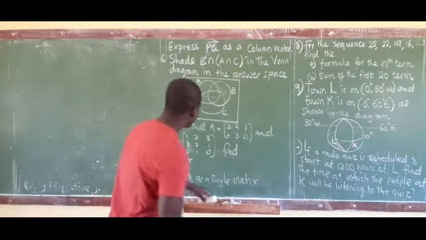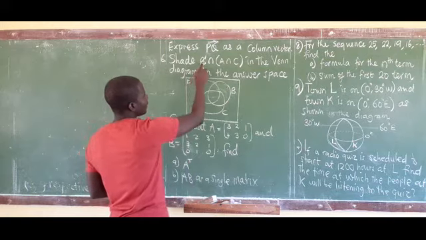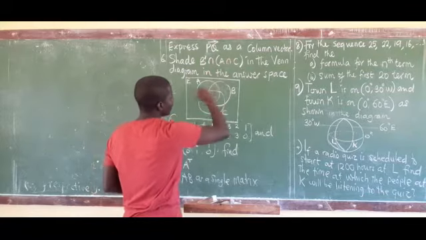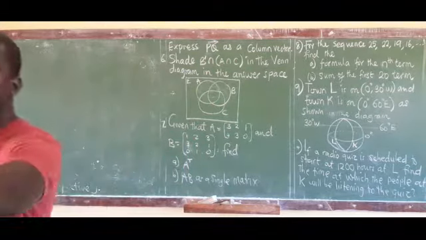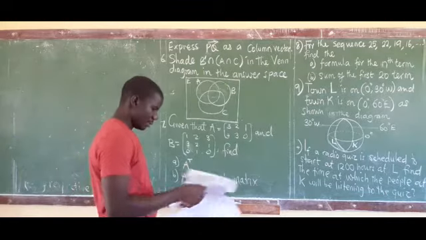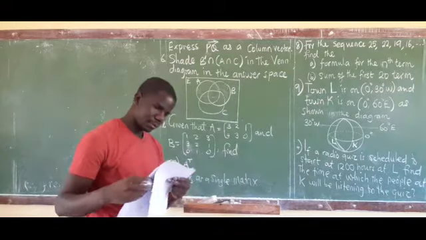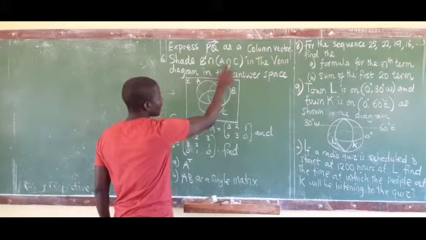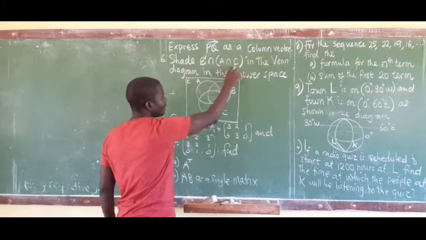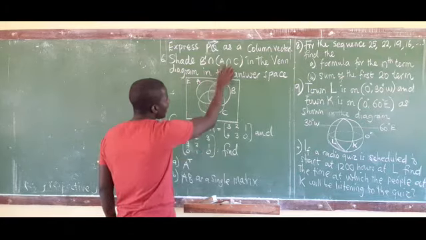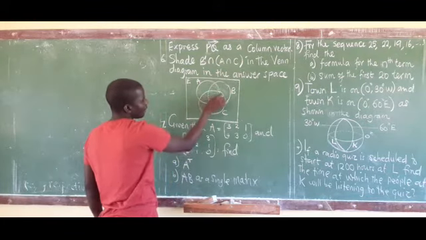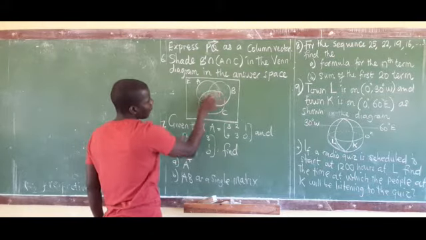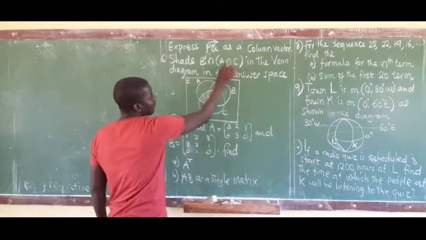Alright, the next question is question 6. So question 6, we are shading B complement intersection. Let me look at what is in the question paper again. Okay, that is exactly the way it is. So first of all, we need to look at the intersection of A and C. The intersection of A and C is this part here. I'm shading the intersection of A and C.